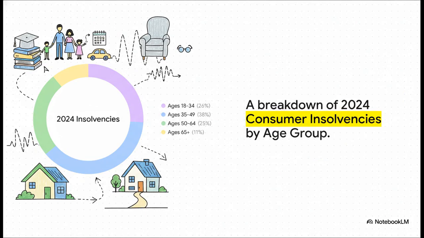And as you can see right here, this isn't a problem for just one generation. Sure, people in that 35 to 49 age bracket make up the biggest piece of the pie, but financial struggles hit everyone, from young adults who are just trying to get started all the way to seniors who thought they'd be relaxing in retirement. It's an issue that spans every stage of life.